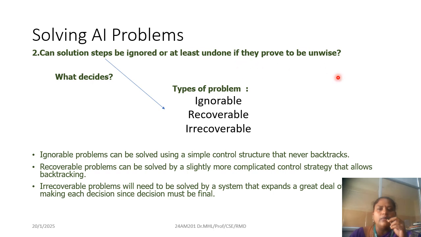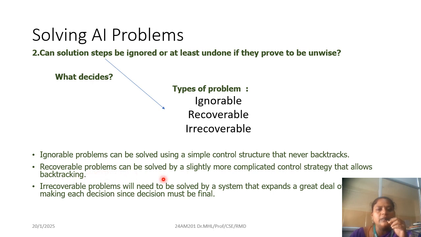A second thing is, can solution steps be ignored, or at least can it be undone if they prove to be unwise? So what decides the answer for these questions? Based on the answers for these questions, we have to know types of problems. A problem can be of three things. It can fall into any of these buckets: ignorable problems, recoverable problems, irrecoverable problems. Ignorable problems, they can be solved using simple control structures that never backtracks.